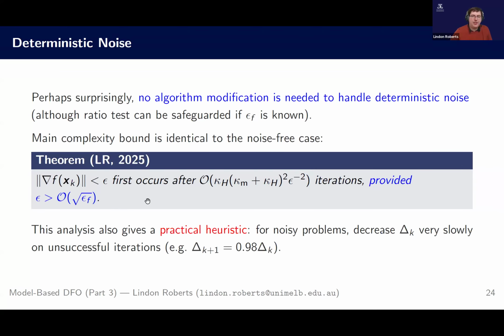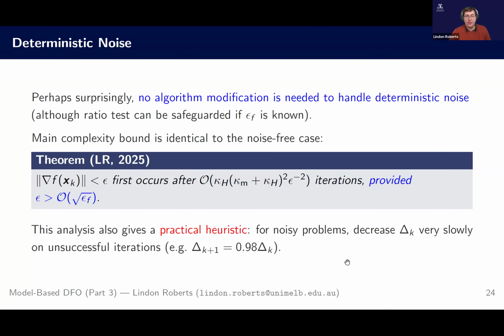One additional nice thing out of this analysis that I've hidden in here, but if you look into the constants, it turns out there's a nice practical heuristic that you can use that improves performance for noisy problems. And all you have to do is say, again, run everything without modification, but when we have unsuccessful iterations and we choose to shrink delta K, I've said so far that on unsuccessful iterations, we basically halve the size of delta K. That's pretty good when you don't have noise. When you do have noise, it does help to decrease delta more conservatively. So for example, decreasing by a factor of 0.98 rather than 0.5.